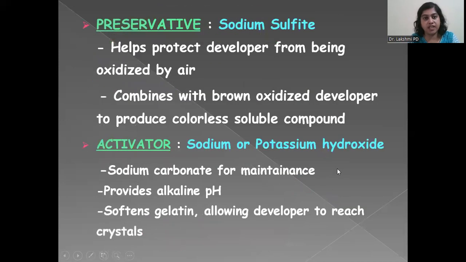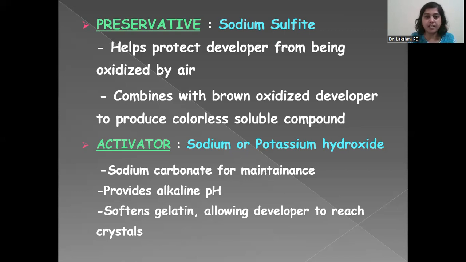Now moving on to the preservative. Any developing agent needs a preservative because it will get converted into its oxidized form by atmospheric oxygen. So the preservative used in developing solution is sodium sulfite, which helps in protecting the developer from being oxidized. And not only protection from oxidation, it will also combine with any oxidized developer to form colorless compounds. You should keep in mind, oxidized developer solutions are brown in color, which can create stains on the film and hamper the diagnostic image formation. So this sodium sulfite combines with the brown oxidized developer to produce colorless soluble compounds.